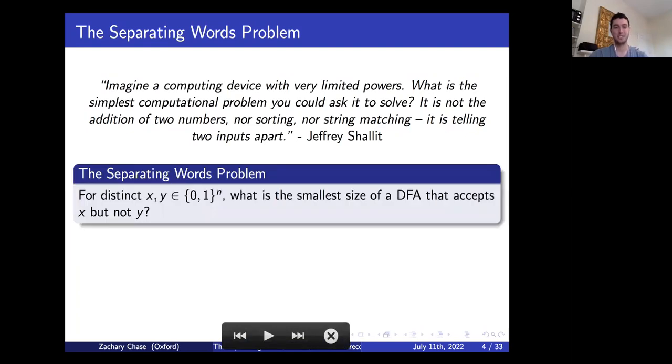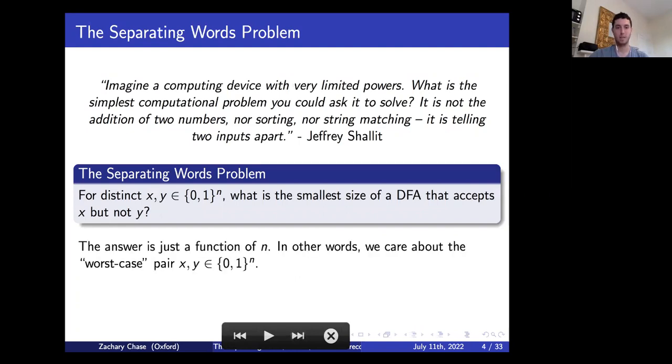So for distinct X and Y, what is the smallest size of the DFA that accepts X but not Y? And the answer is just a function of n. In other words, we care about the worst case pair X, Y.